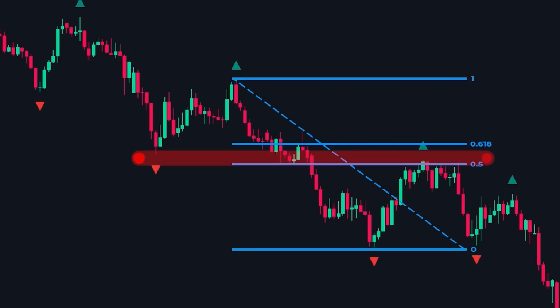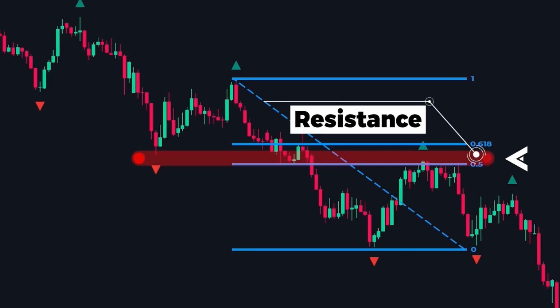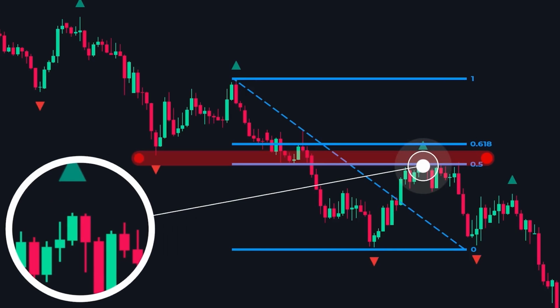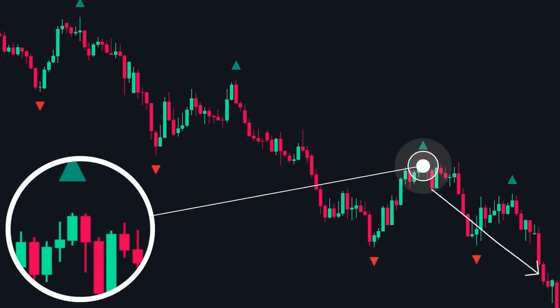The resistance zone coincides with the golden zone, indicating that the price will likely face heavy resistance at this level. When the price hits the golden zone, it produces a bearish engulfing candle, which indicates a possible downward reversal. This provides an opportunity to initiate a sell trade. As expected, the price dropped following our entry.